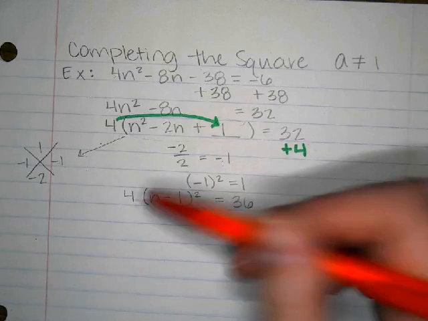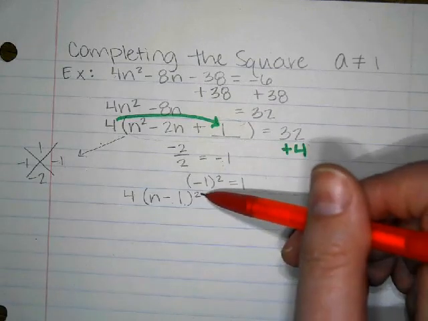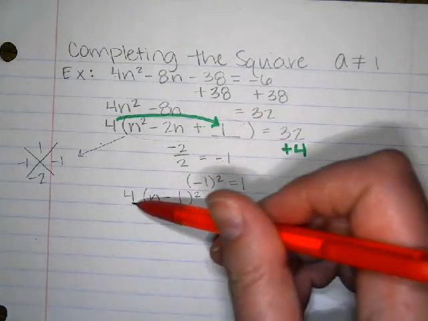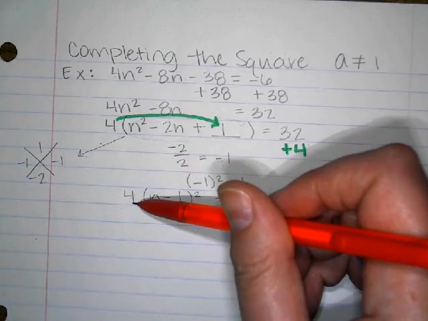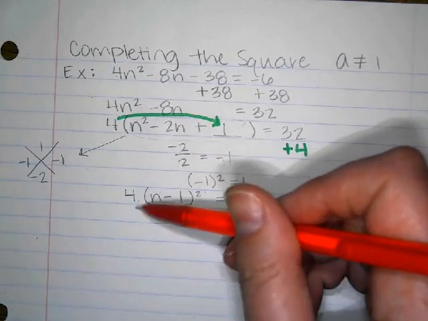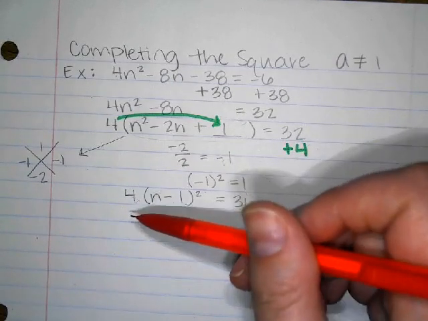You would not distribute. You can't because of the squared. You would want to undo the 4 a different way. How could you undo the 4 and move it away from the n? We're going to divide by the 4 instead.